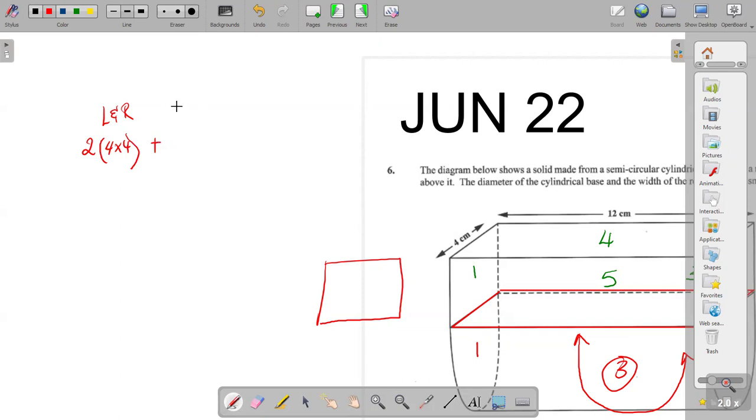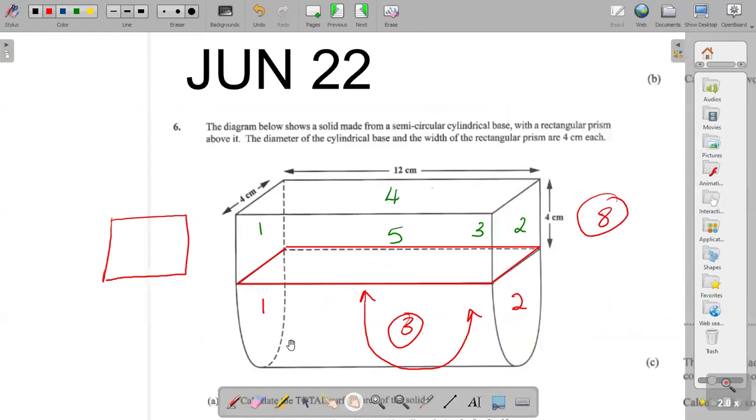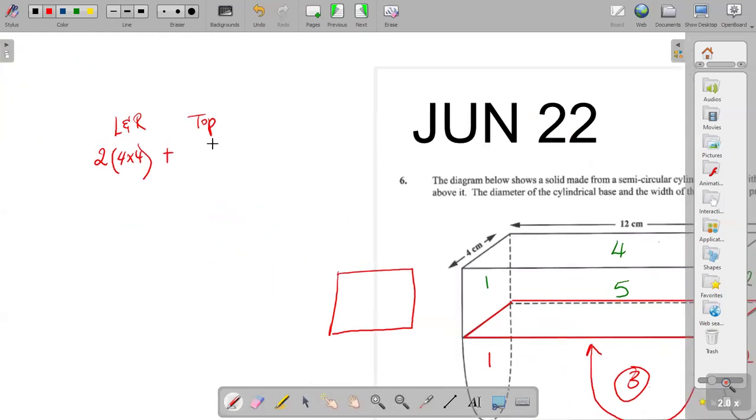Let's do the top now. What numbers are we using for the top? And I need everybody to try. Somebody said 12 times 12. Remember dimensions, you need a length and a width. You can't just tell me one. To find the area is length times width. So what two numbers are you using? Somebody said 12 and 4, 12 and 12. Anybody else? The answer is 12 and 4.